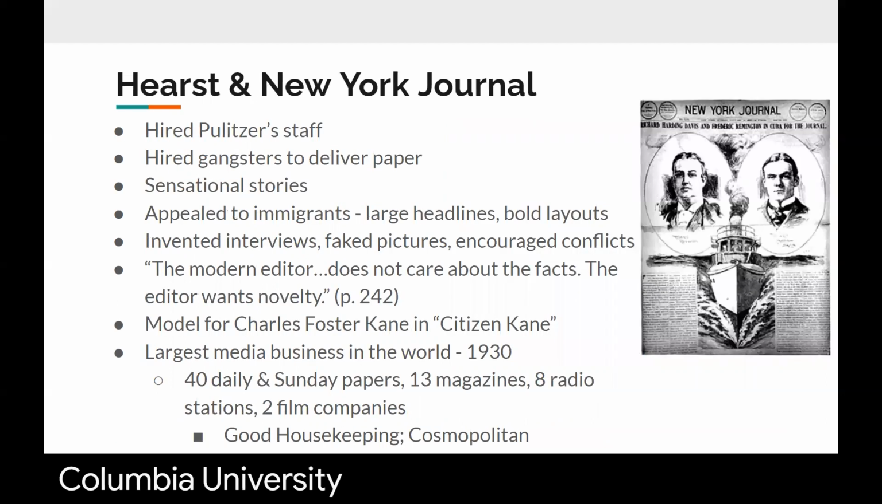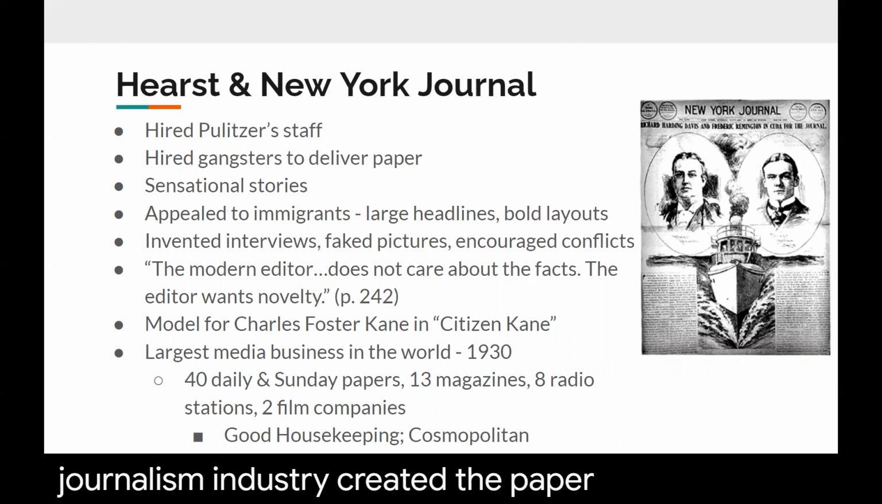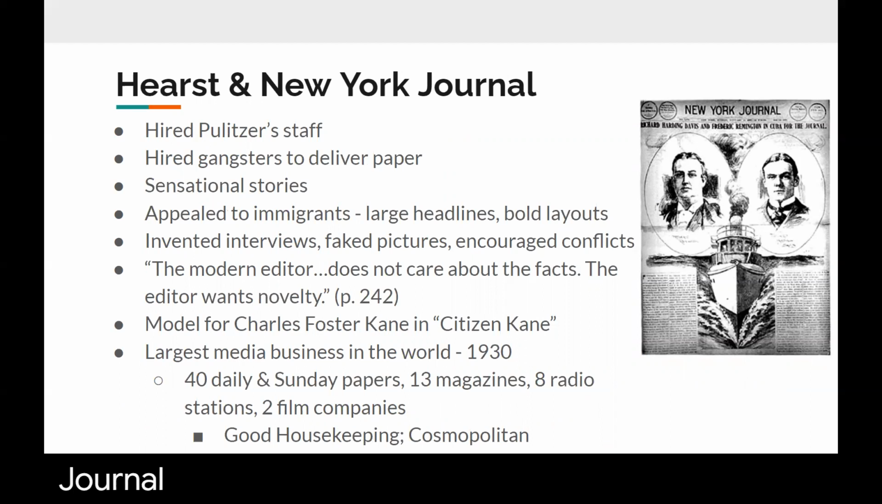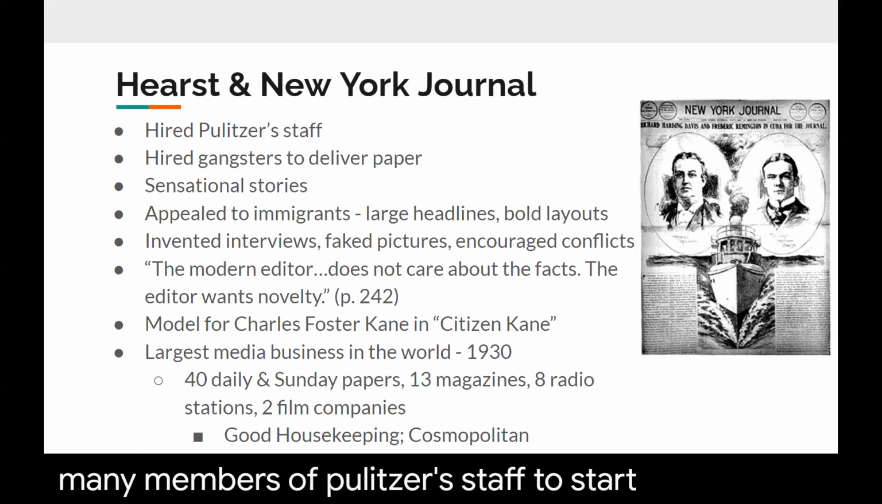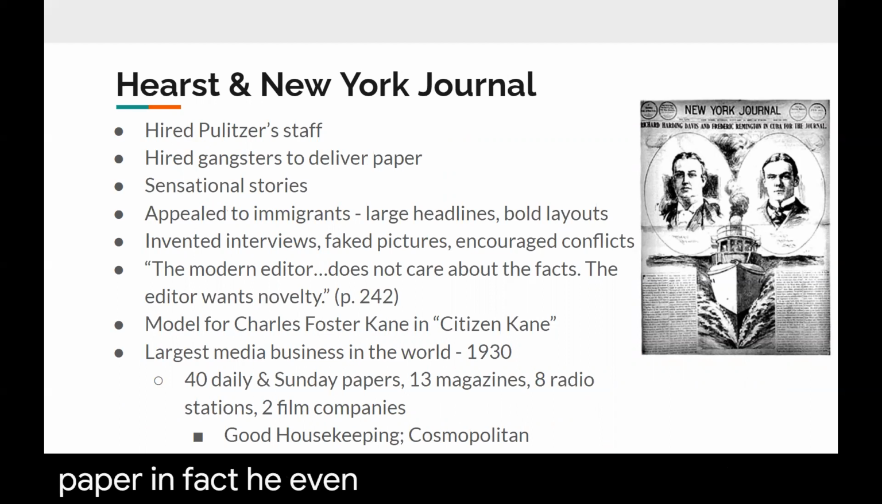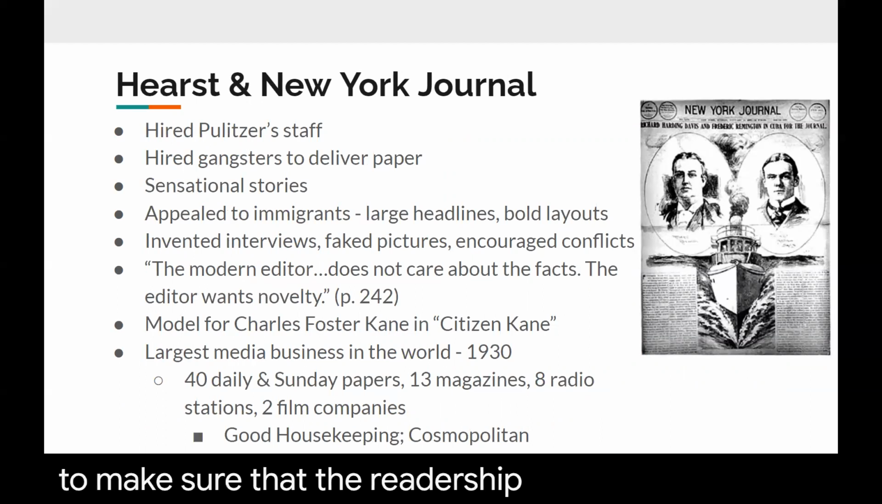Now, his competitor Hearst, who is also well known within the journalism industry, created the paper The New York Journal. Hearst was very sneaky and went and hired many members of Pulitzer's staff to start his own paper. In fact, he even hired gangsters to deliver paper to make sure that the readership would pay out.